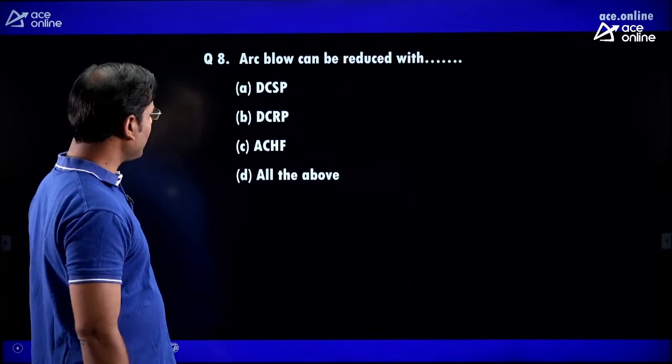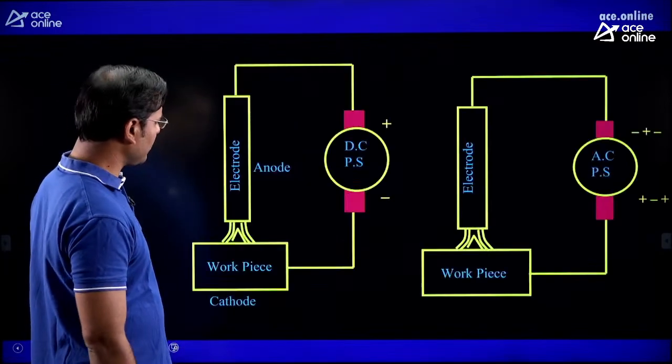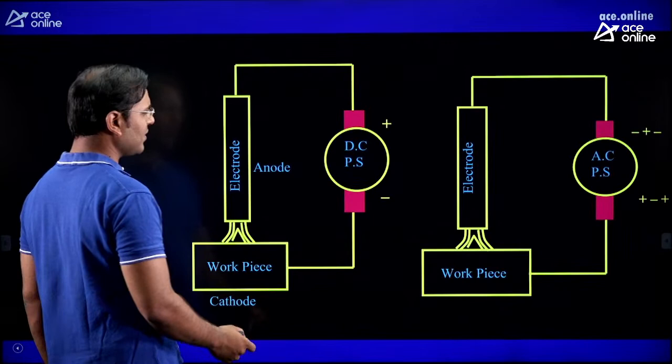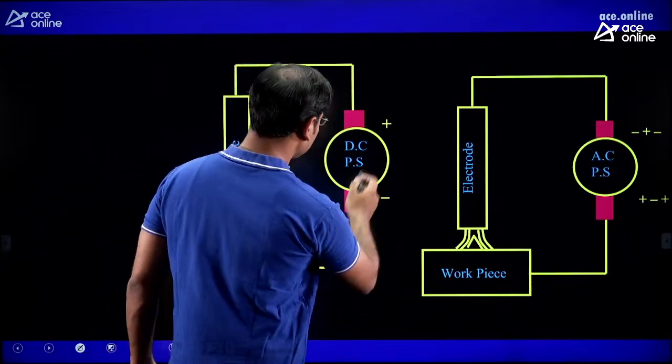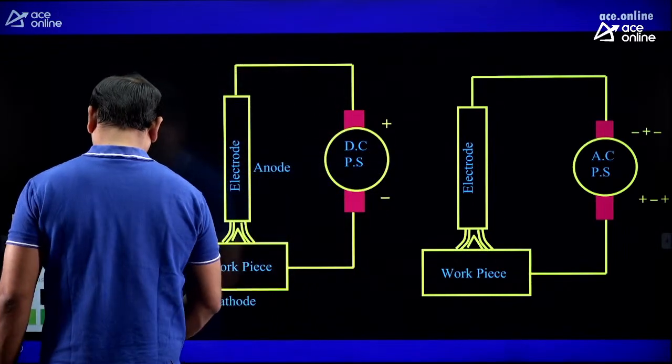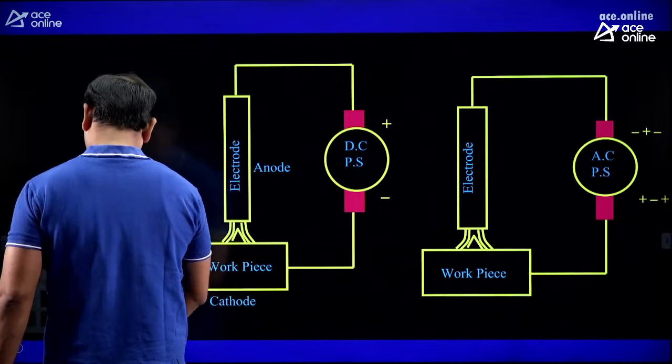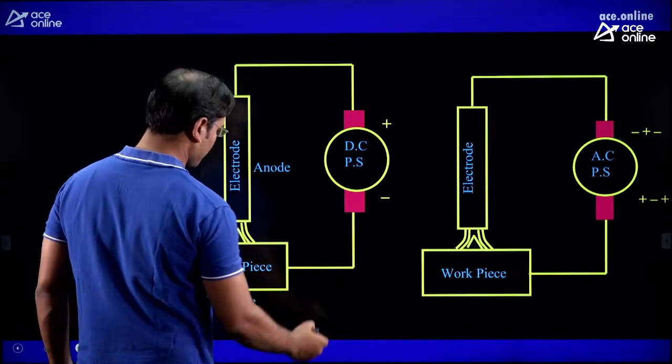Next, arc blow can be reduced with, just see the diagram. This diagram is with direct current straight polarity, this diagram is with direct current not straight polarity, and this diagram is with direct current reverse polarity.